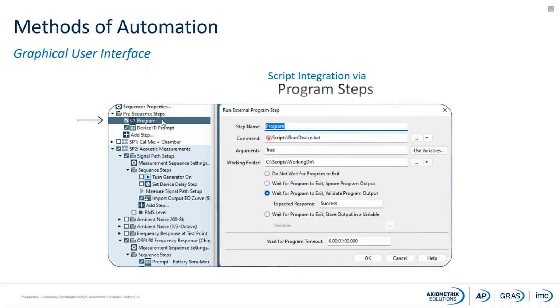If you're writing Python scripts, you can call Python with a path to your .py file. And then you can pass whatever arguments and working folder you like to the program. So in this example screenshot here, I just show that you could use this to boot your device if maybe it's connected to the PC via a serial or USB connection. But you can use this for any purpose you like.